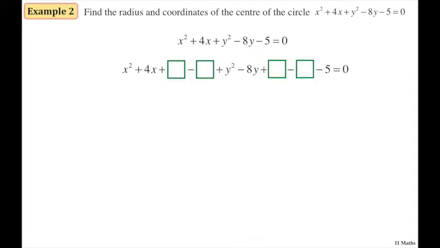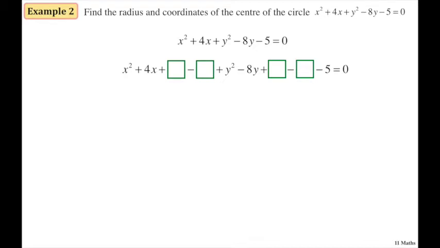Let's try our second example. We need to find the radius and the center of the circle x squared plus 4x plus y squared take 8y take 5 equals 0. Now this circle is written in a form that we can't quickly find the center and the radius without doing a little bit of tricky stuff. So there's our circle, and we're going to complete the square on the x parts and complete the square on the y parts. We're going to add a box and take a box for the x parts and add a box and take a box for the y parts.